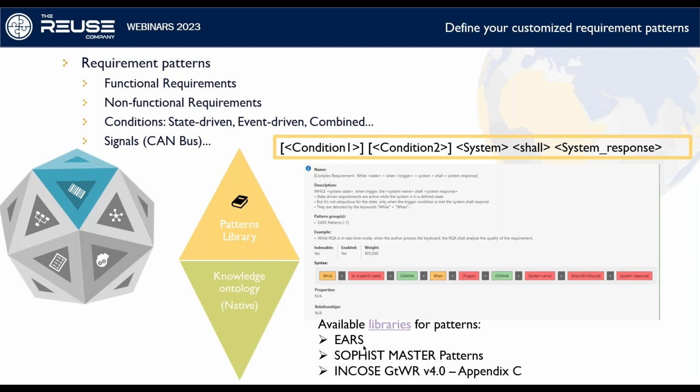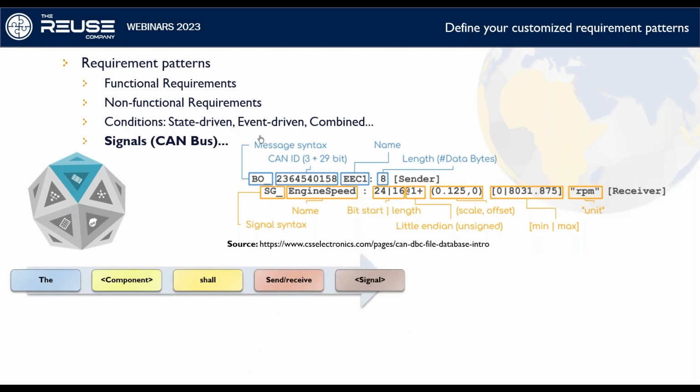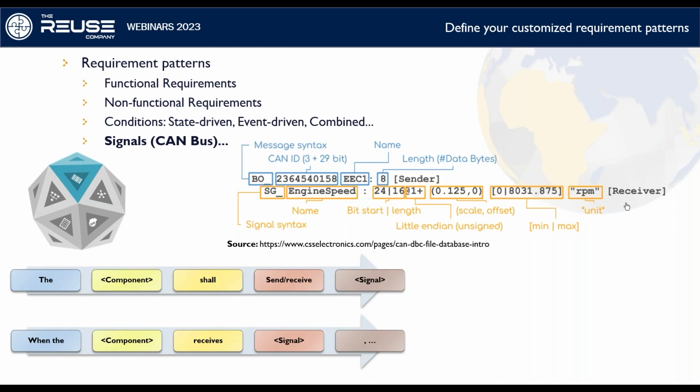So some examples here: EARS, Sophist, and the Appendix C that I described earlier in the presentation. And here the signals, so we can go to some complex aspects. So this is a pattern. You have a syntax, and then you have to follow the syntax to make sure the receiver can receive the signal I'm describing. The sender can communicate with this receiver. What is the unit? So you can use the intelligence of the tool to make sure you have a valid signal.